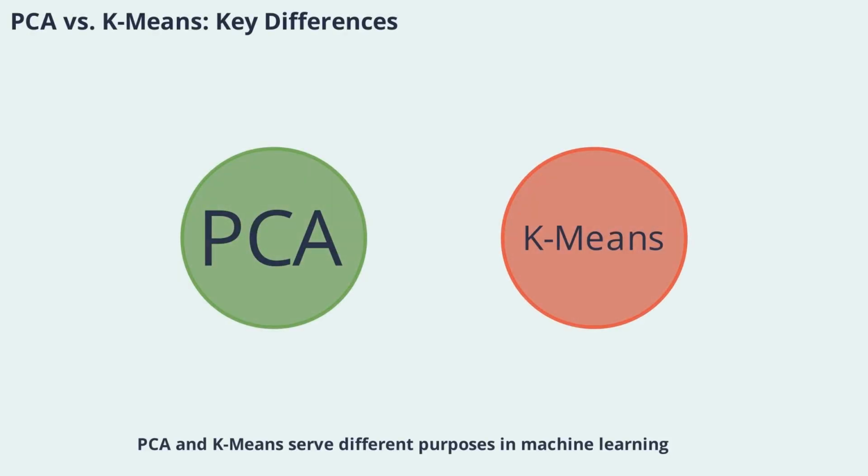PCA and kmeans serve different purposes in machine learning. PCA is used for dimensionality reduction, helping to simplify data and reveal patterns. Kmeans, on the other hand, is used for clustering, grouping similar data points together. While both are unsupervised techniques, they address different problems and are often used together to pre-process and analyze data more effectively.